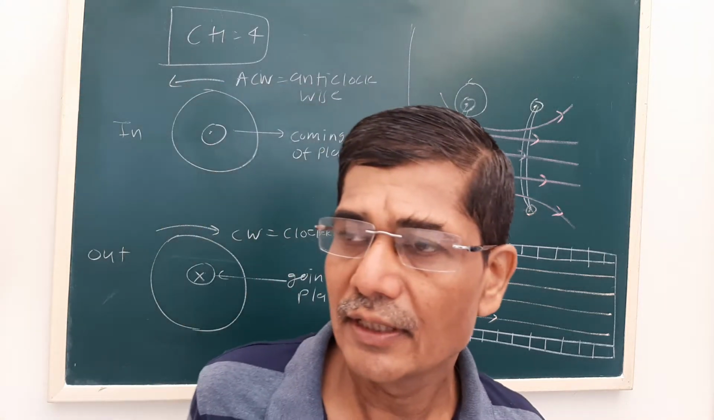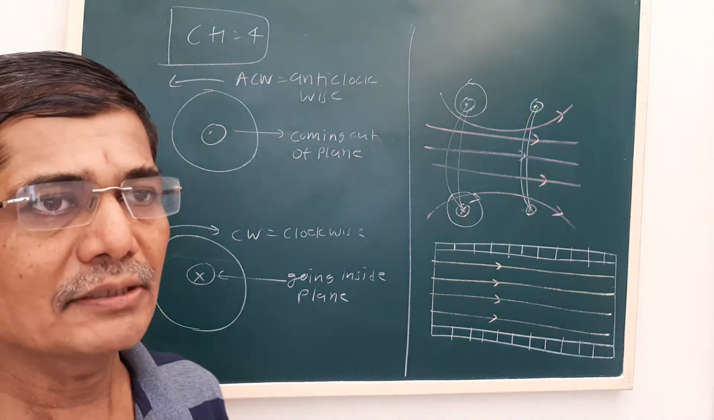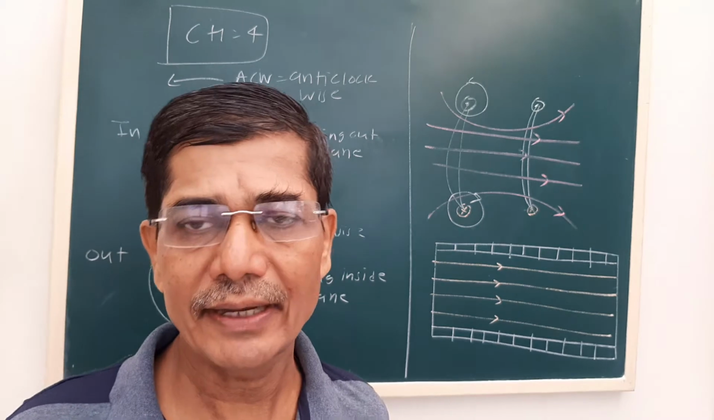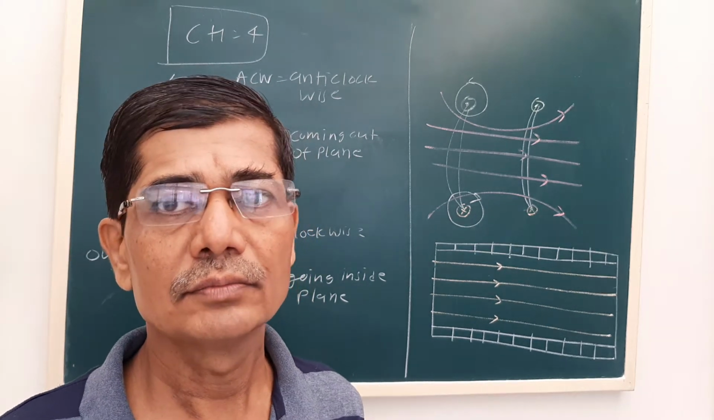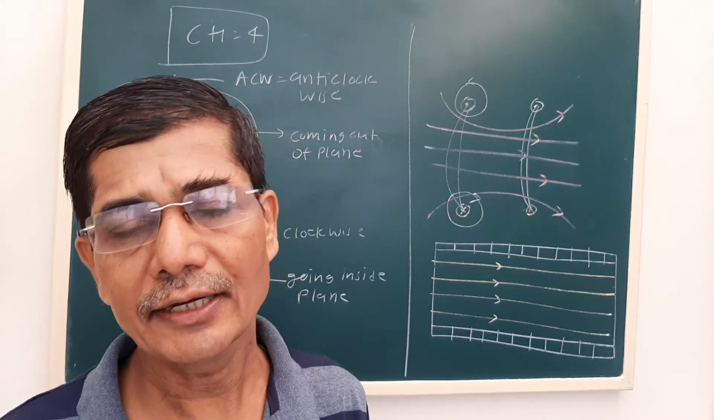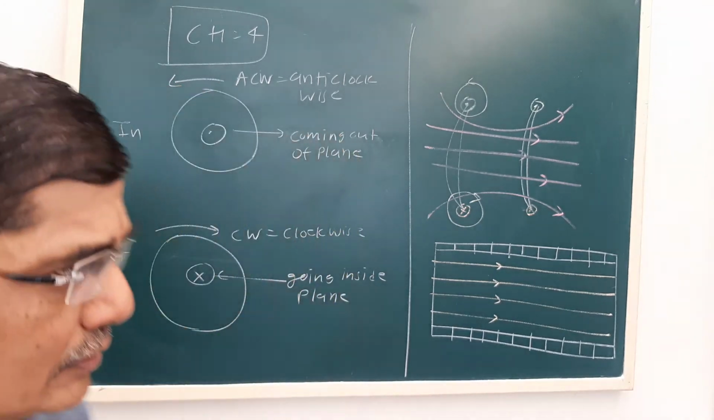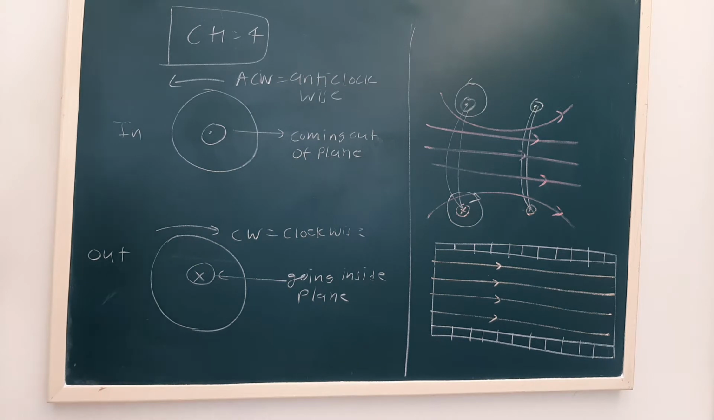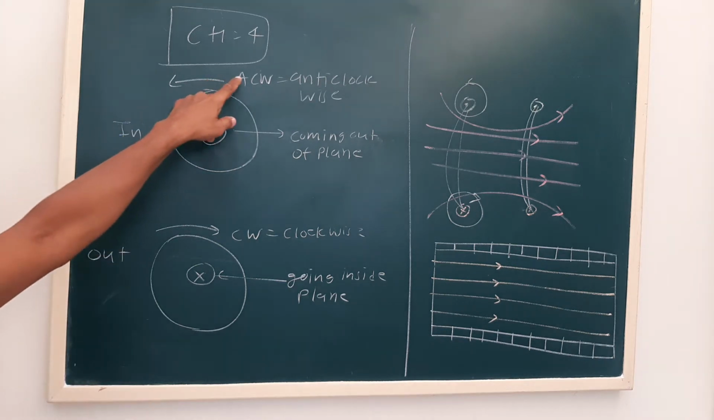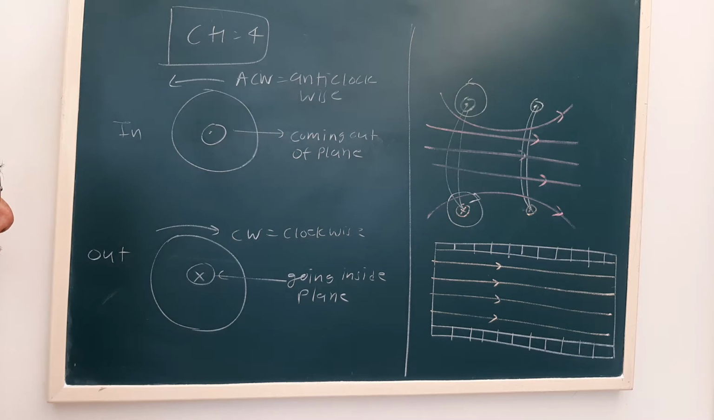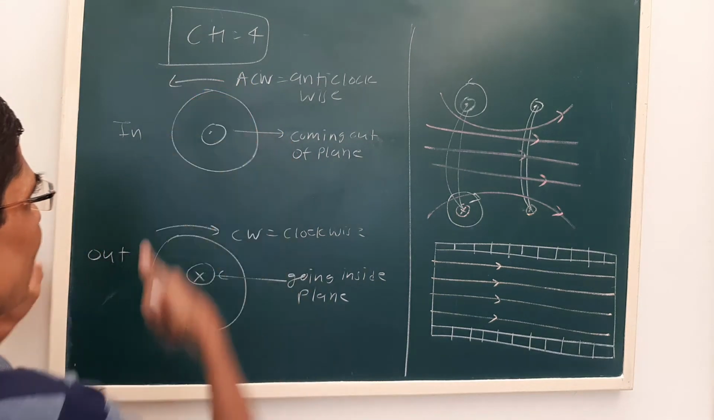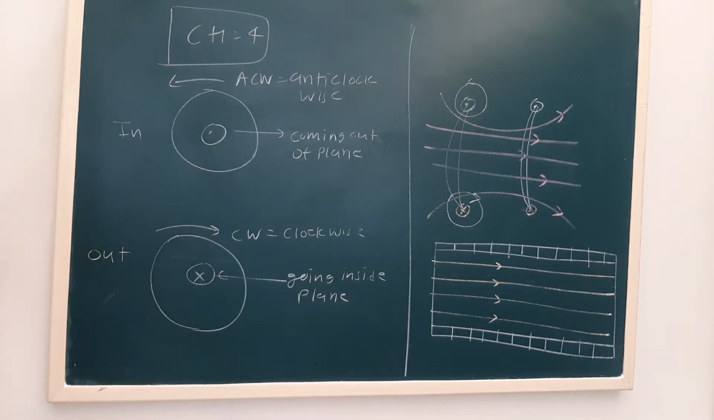Dear students, last time we studied Ampere's circuital law, and by using Ampere's circuital law we derived the equation of the magnetic field due to an infinitely long current carrying conductor. Now see what conventions are accepted by us. The current is flowing in the anti-clockwise direction. See the right hand thumb rule. The magnetic field is coming out of the plane, that is, towards the observer.